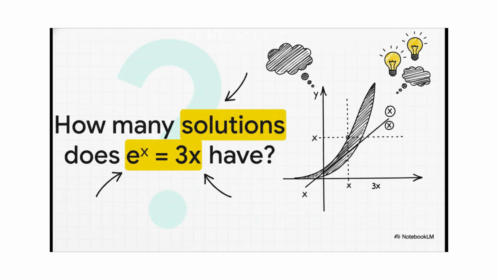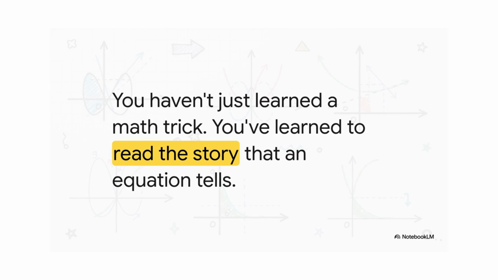Let me show you. Take a look at this nasty-looking problem. How many solutions does this have? Trying to solve that with algebra would be an absolute nightmare. But with our new superpower, we just draw the pictures. We sketch the swoosh shape of e to the x, we draw the straight line of 3x, and we can clearly see they cross in 2 spots. That means there are 2 solutions. Done. It took seconds.